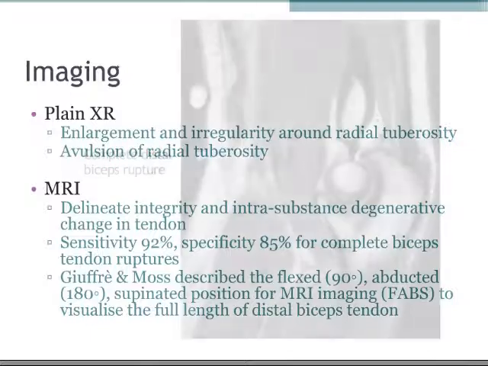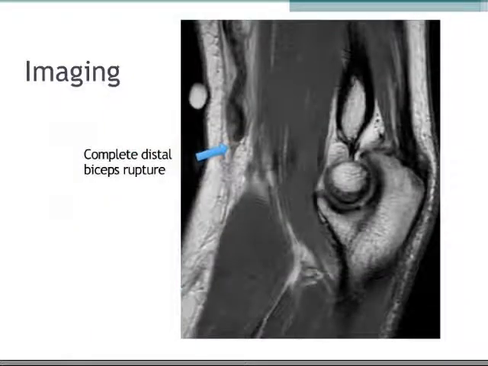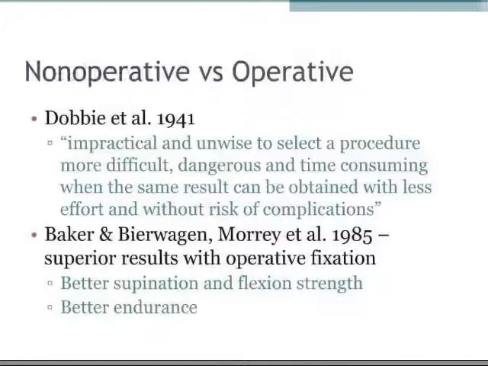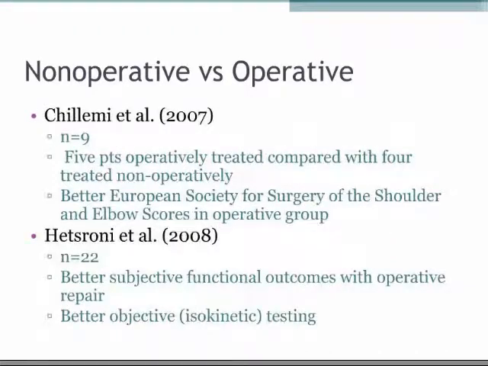Moving along to treatment. In the 1940s, non-operative treatment seemed to be the norm, saying that it was impractical and unwise to treat distal biceps ruptures because of the intraoperative complications. However, in 1985, there were superior results with operative fixation, which reported better supination, flexion strength, and better endurance. This was backed up by a few more recent papers, by Chillemi et al. 2007, although they're all small papers, the European Society for Surgery of the Shoulder and Elbow group, and Hetsroni et al.